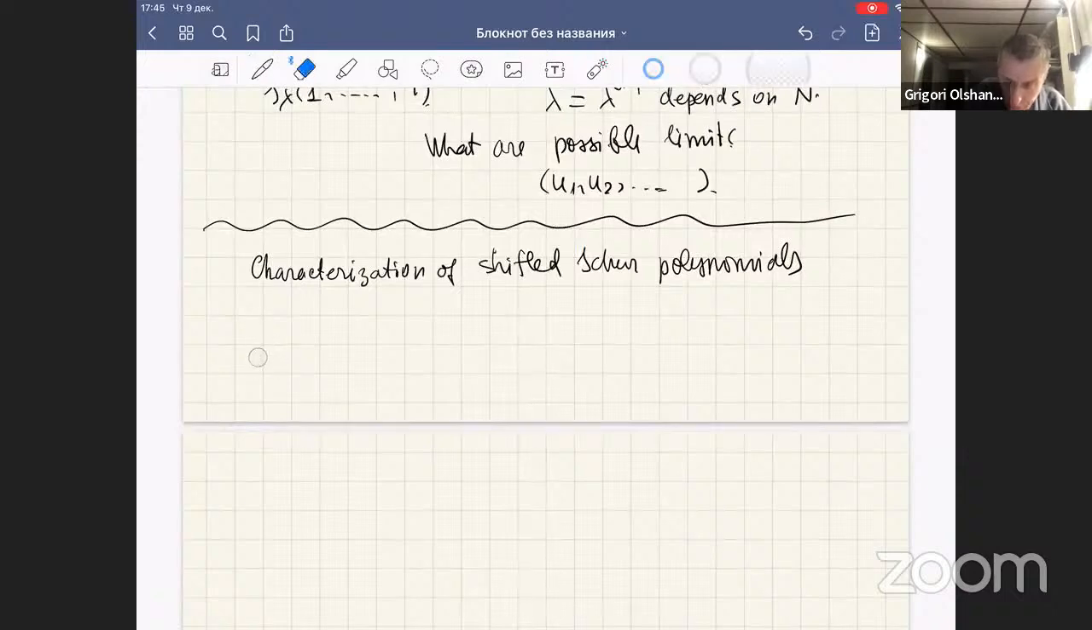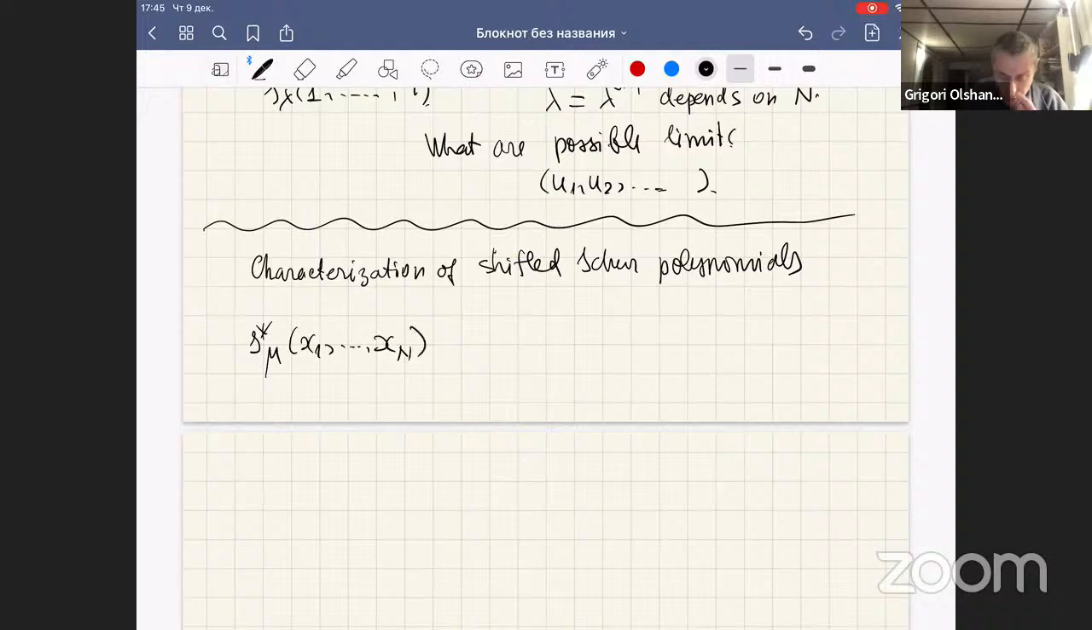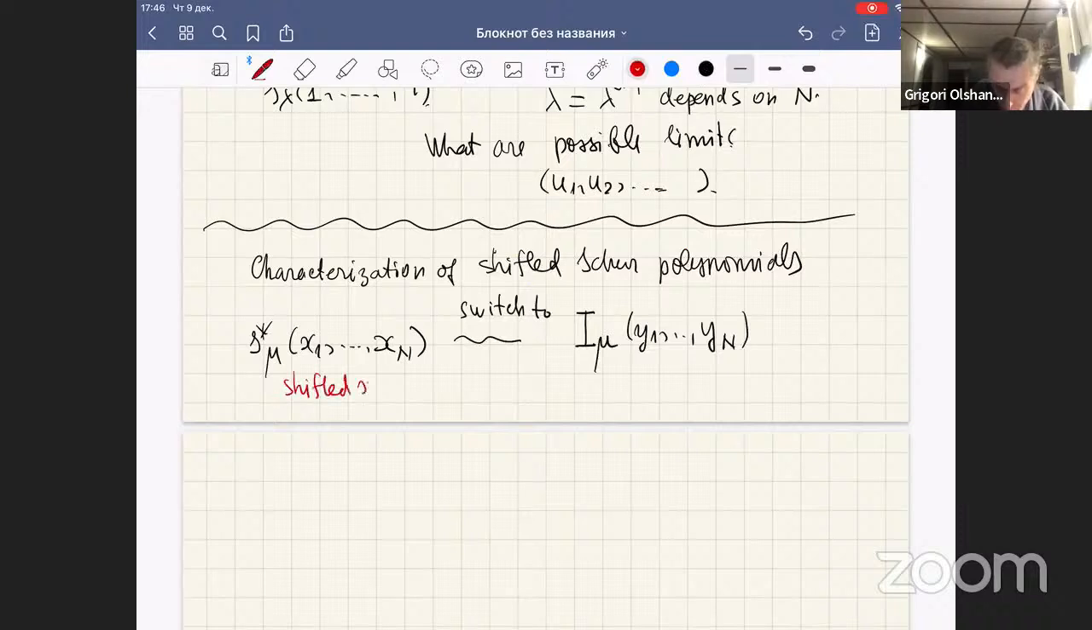So instead of this, I will switch to new notation. I could write again, these are shifted symmetric in x, how these are simply symmetric.